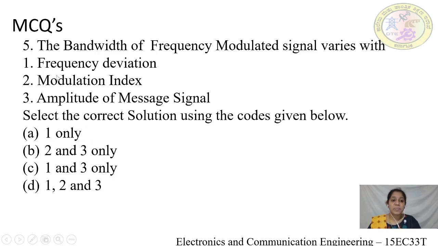and 3. The bandwidth of FM signal varies with frequency deviation. Yes, if the bandwidth varies then frequency deviation also varies. So if the modulation index varies, the bandwidth also varies. So bandwidth is also dependent on the amplitude of the message signal. So option D is the correct answer, that is 1, 2 and 3. So bandwidth is dependent on all these three components: amplitude of the message signal, modulation index and frequency deviation.